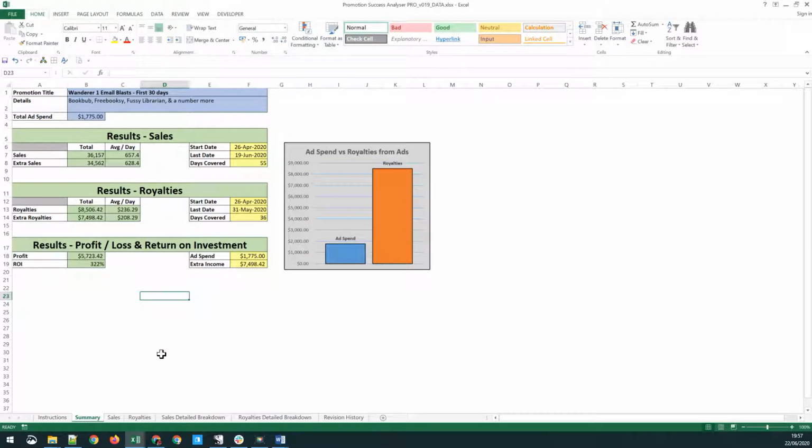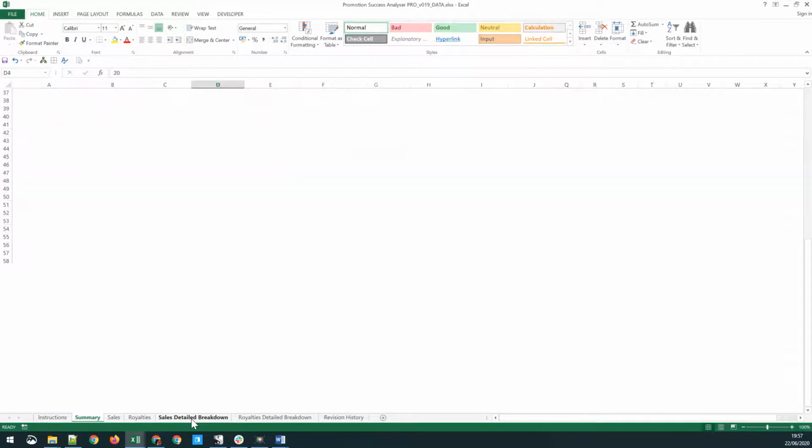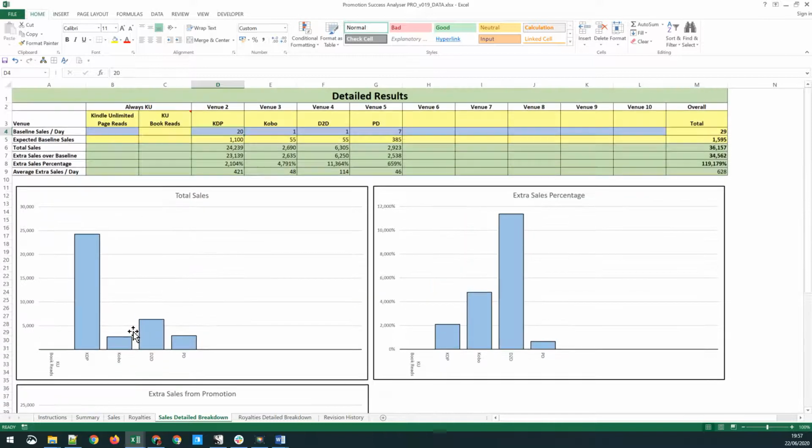But where you do see a big difference is that you can then look at the detailed breakdown of sales. And as you can see, we have some graphs and we also have some charts here. So what you're looking at here is by venue, you can enter the baseline sales. So you can now see how much better is each venue doing over the period of time. You can see what the expected baseline sales would be for the period that we're covering. What were the total sales, and therefore what were the extra sales, and you can see the extra sales percentage.